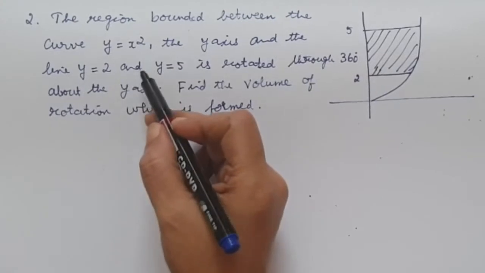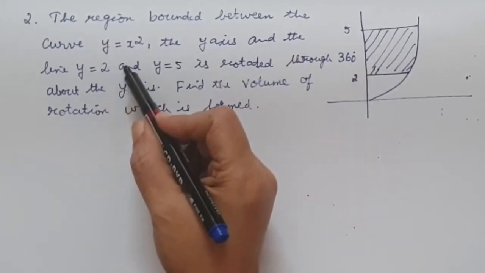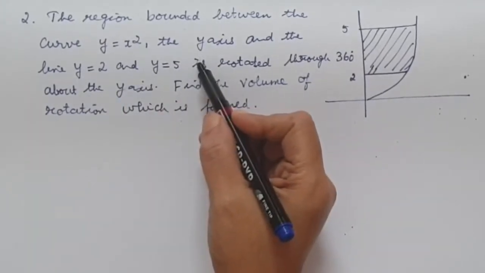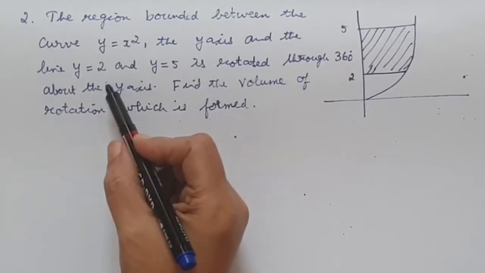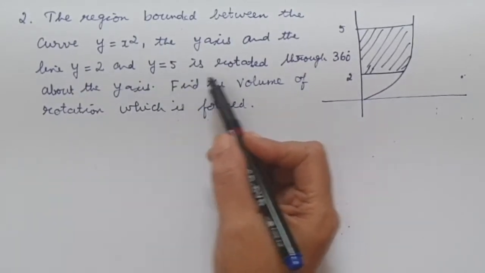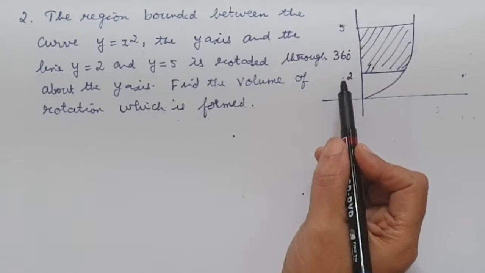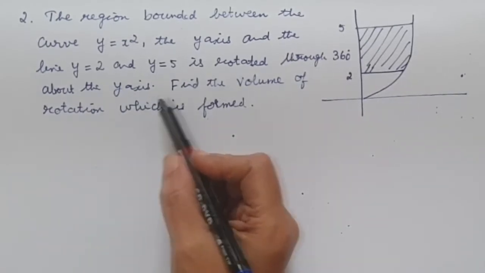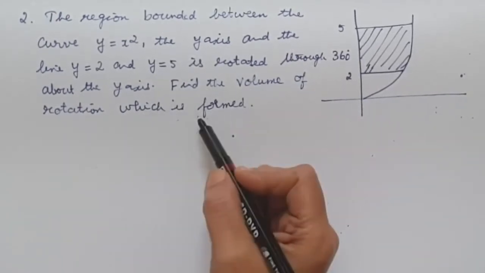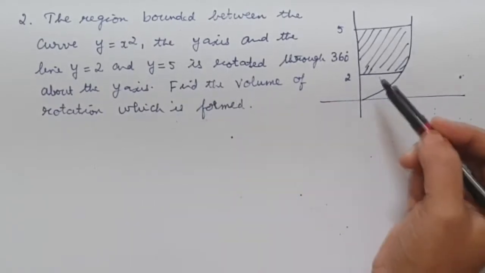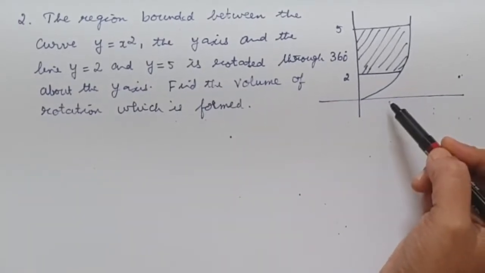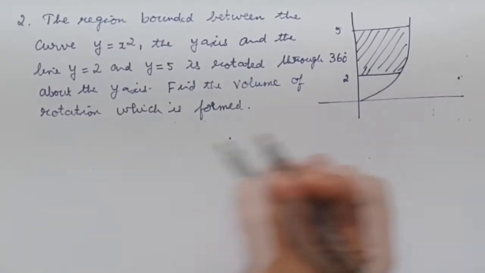The second question: the region bounded between the curve y equal to x squared, the y-axis and the lines y equal to 2 and y equal to 5 is rotated through 360 degrees about the y-axis. Find the volume of rotation which is formed. In our previous question, we rotated about the x-axis. Now we are rotating about the y-axis.